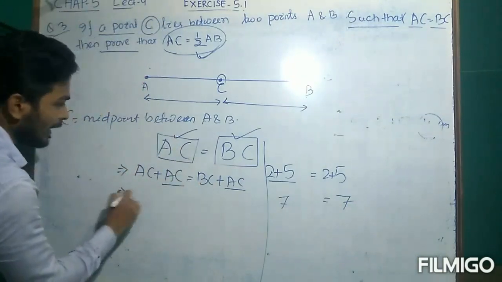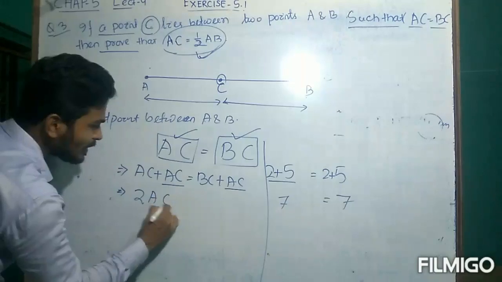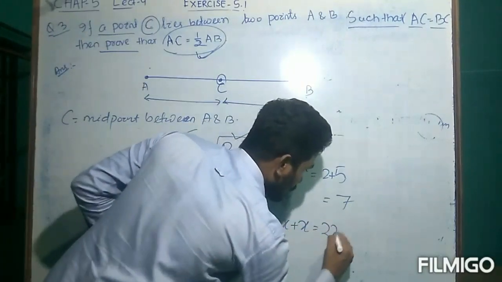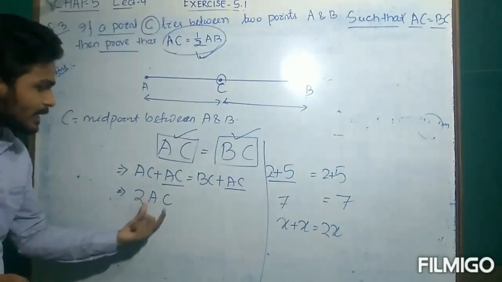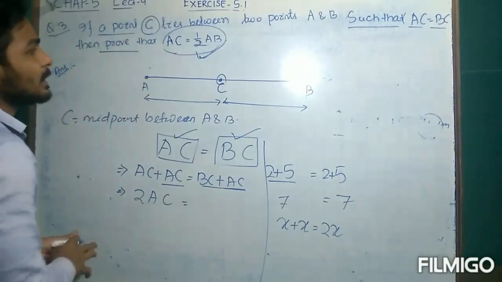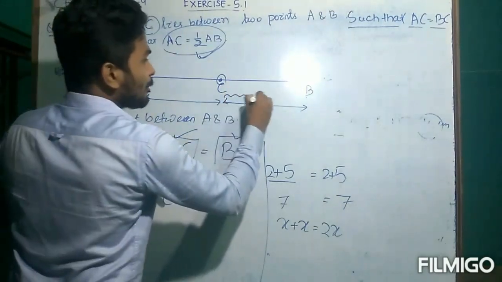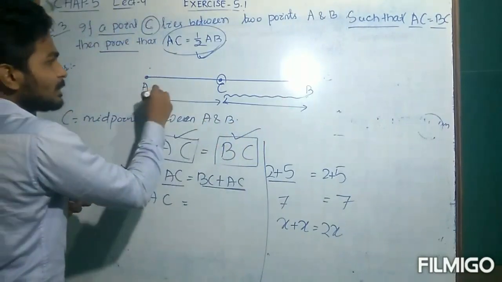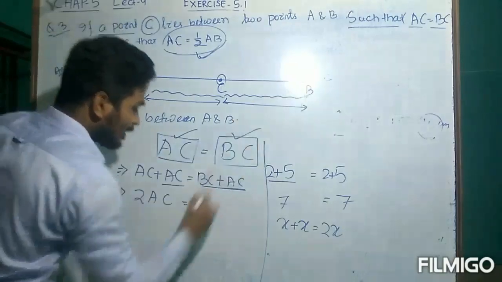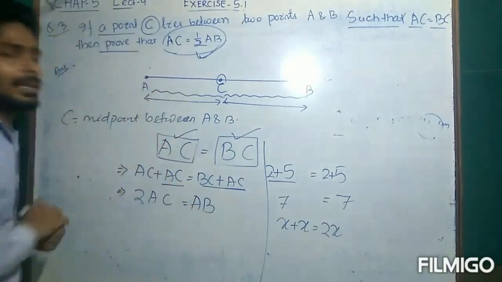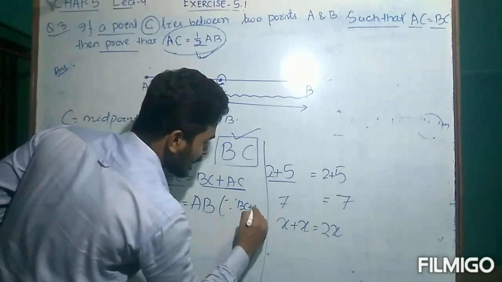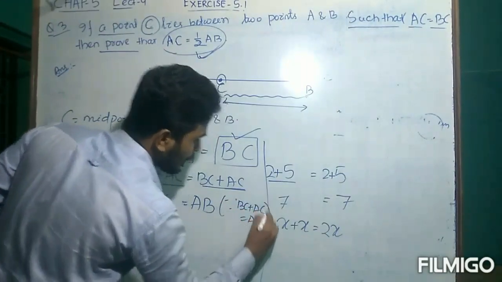Now, AC plus AC is what? 2AC. Why? Because X plus X is 2X. So AC plus AC is 2AC. Now, BC plus AC is how much? AC means this. So BC plus AC is how much? The total length AB. That is understood. So you can write here that BC plus AC is equal to AB, the total length.